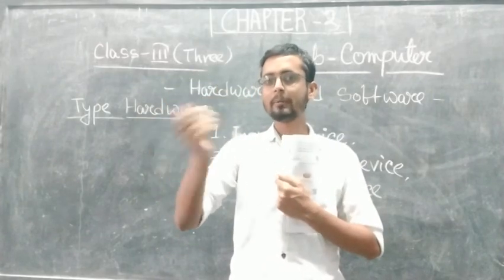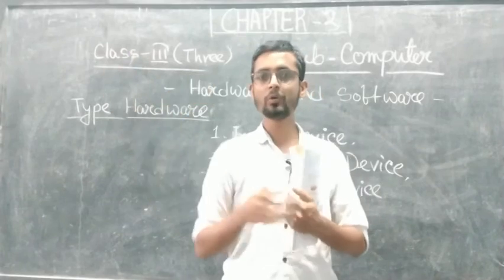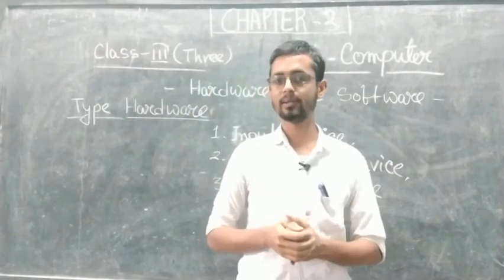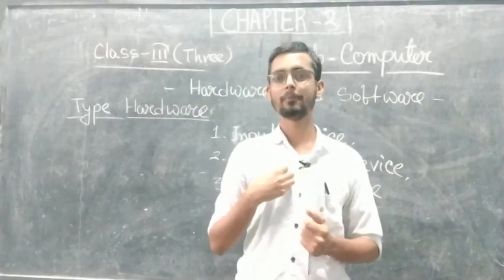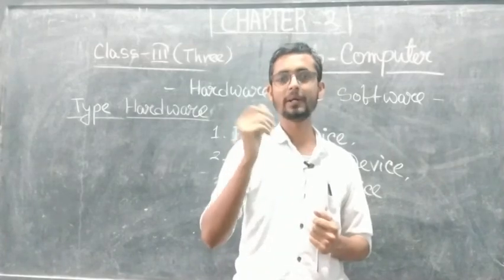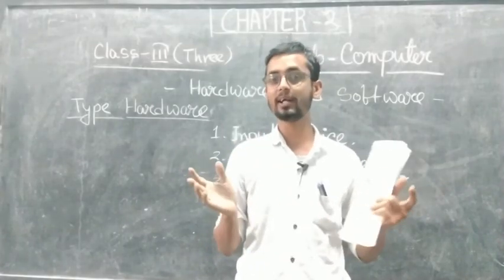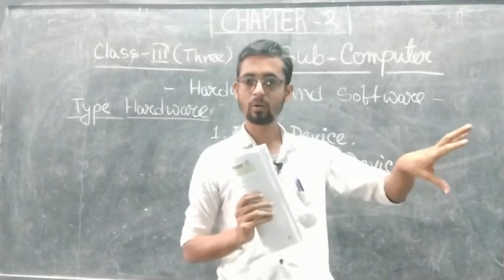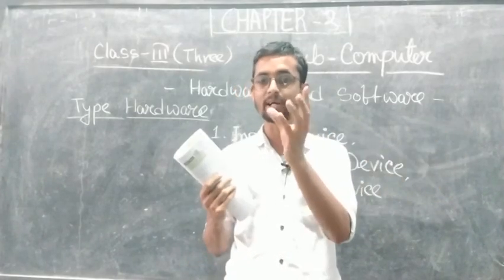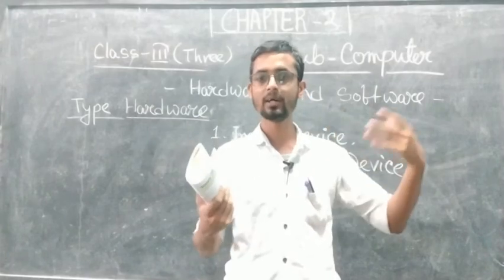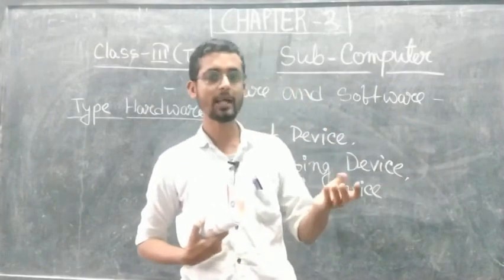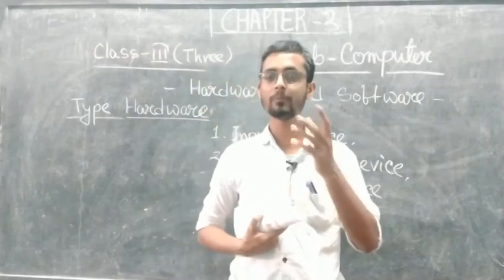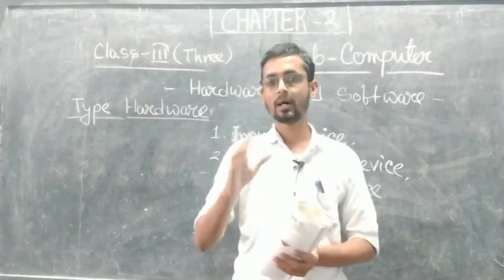After giving information or data to a computer, what result do we get? Suppose I have to see a video in a computer, where I can see it on a monitor. So this monitor is an output device. That means we can get the result or the output in this output device. Like monitor, printer, and projector, they are output devices.